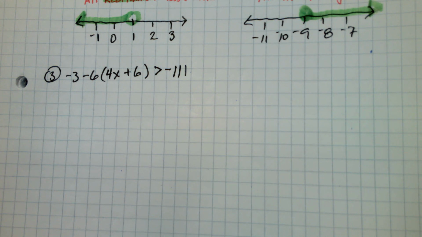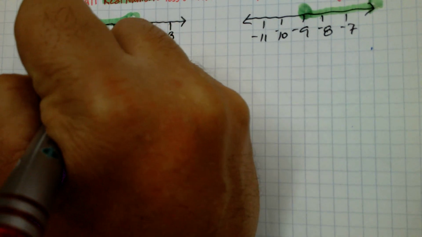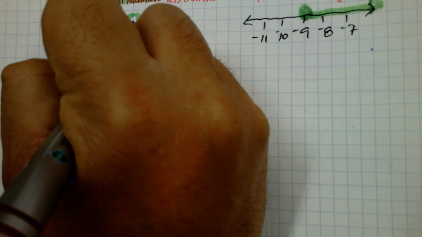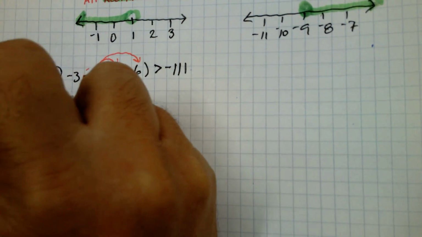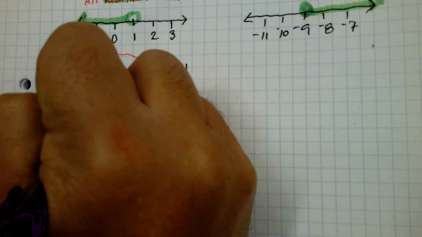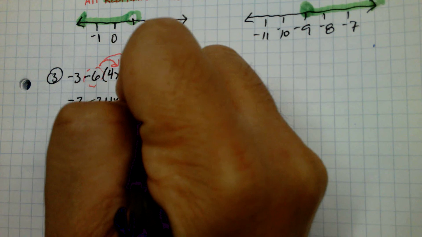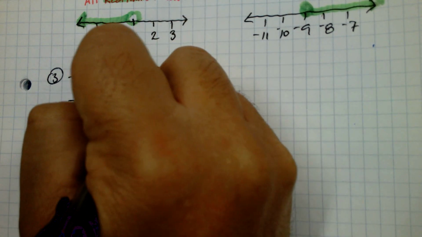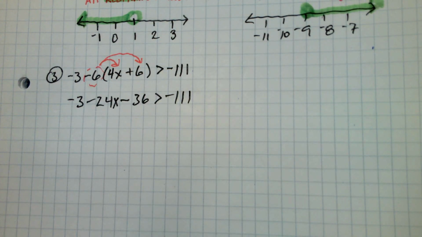You guys ready? Let's solve it. What's our first move, guys? Distribute. Yeah. What do we distribute, though? -6, yeah. We are going to recognize this as a -6 and distribute that through. We got -3. And then what else do we have? And then we'll get the x. Will it be plus or minus 36? Minus. Greater than -111. Okay.